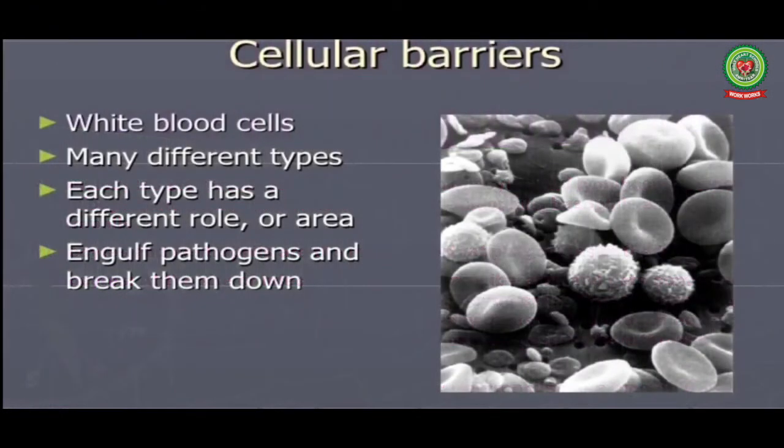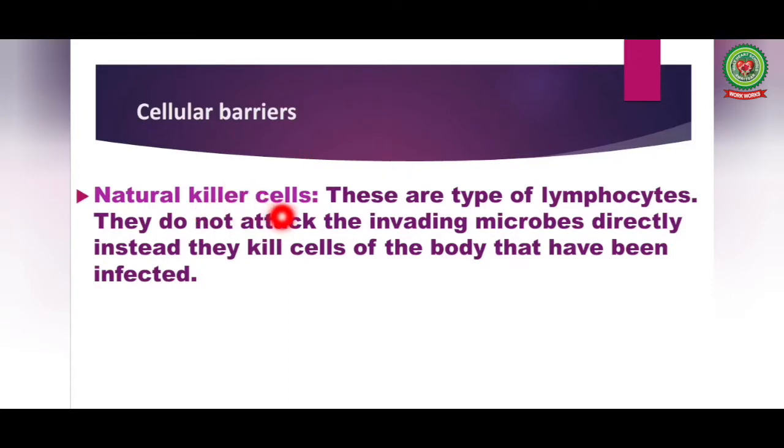Now, in this image, we are showing the cellular barriers, which include white blood cells, including agranulocytes and granulocytes, which engulf the pathogen and break them down by a process called phagocytosis. Cellular barriers include natural killer cells. These are a type of lymphocytes. They do not attack the invading microbes directly. Instead, they kill cells of the body that have been infected. So in the next image, we'll come to know how the natural killer cells function.